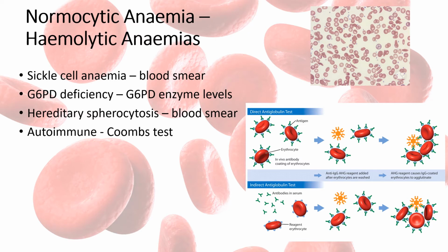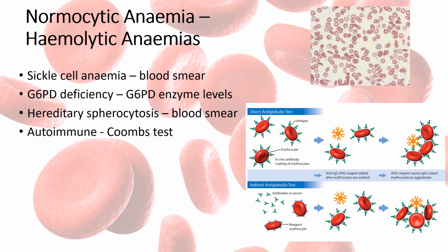Hereditary spherocytosis will often have a familial history, and the destruction of red blood cells is often facilitated through splenic sequestration. This can be diagnosed on a blood film or also through osmotic fragility testing.